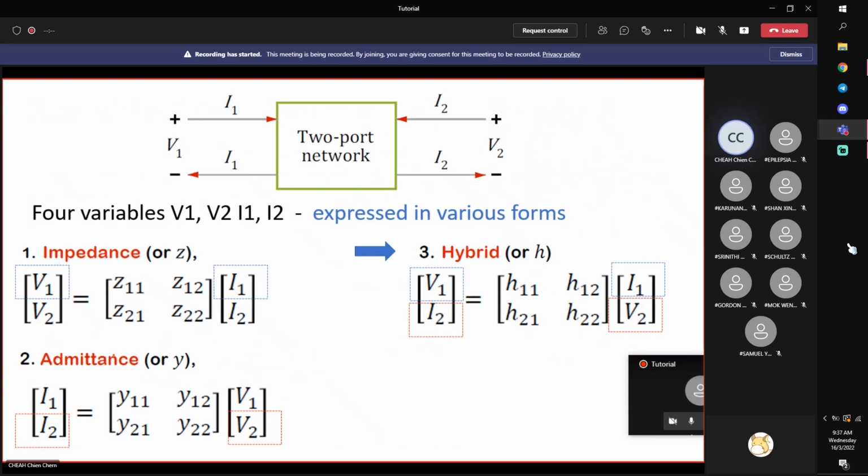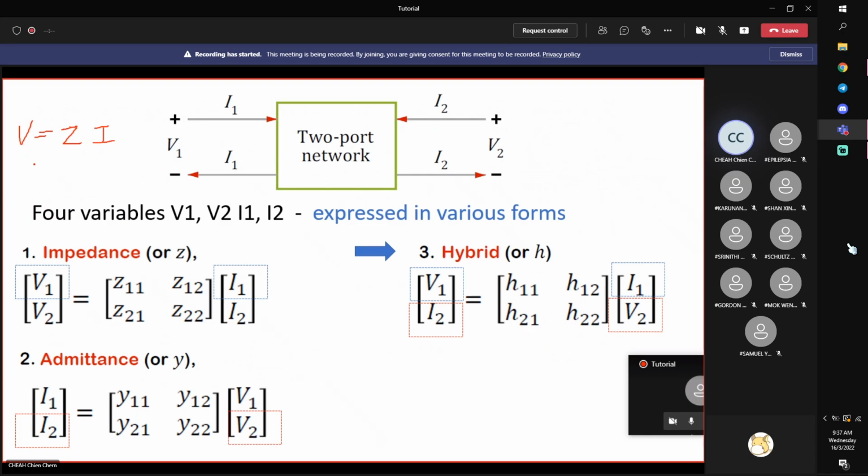Now, you have to remember these models. The way to remember is that for impedance, you write down something like V equal to Z times I. That means that given I, multiply, get V.